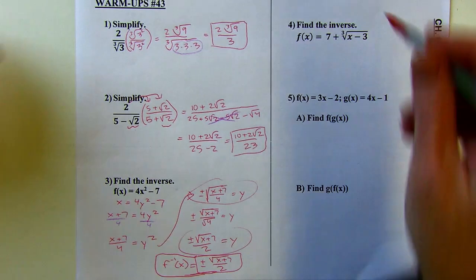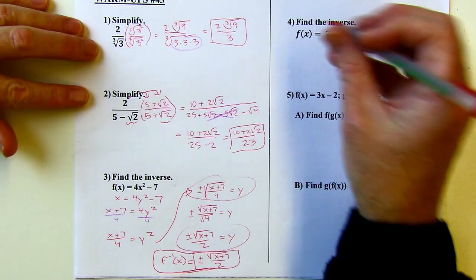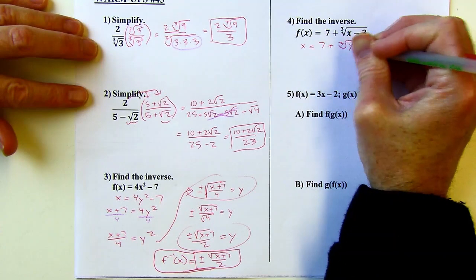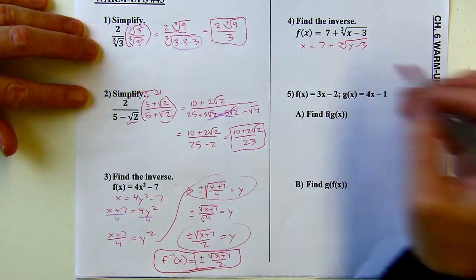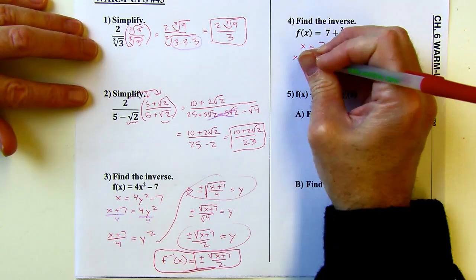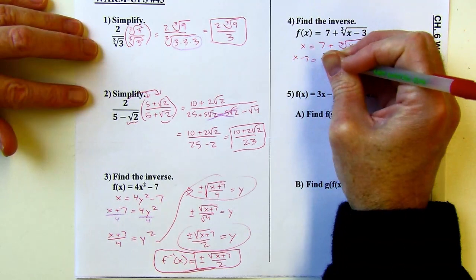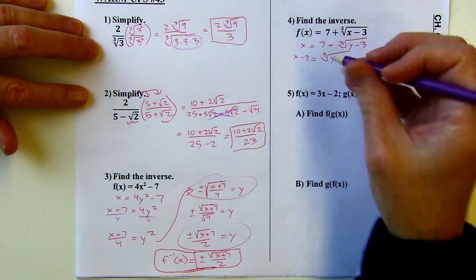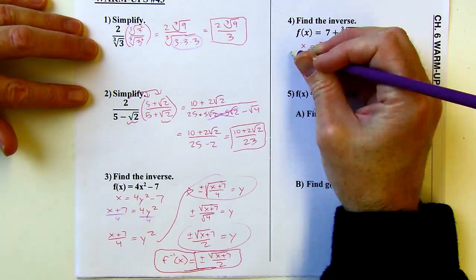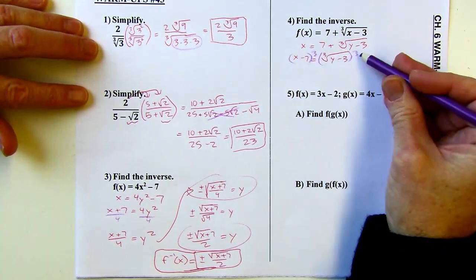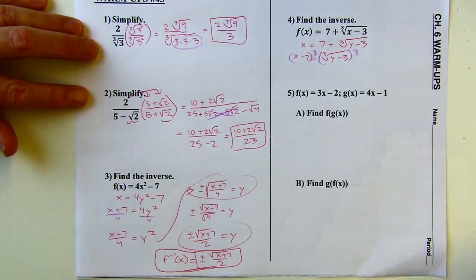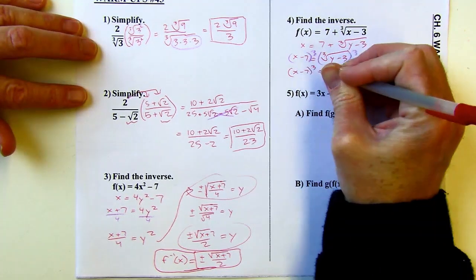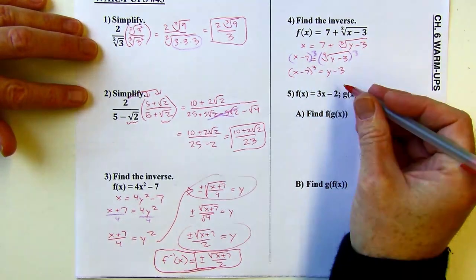All right, next up, finding the inverse again. So again, I'm going to switch the x and the y. And I'll start solving for y. So I'm going to start by subtracting 7 from both sides here, to isolate the radical. Okay, and now I want to get rid of the radical, so I'm going to cube both sides of this. I'm cubing both sides. And then adding 3 to both sides.